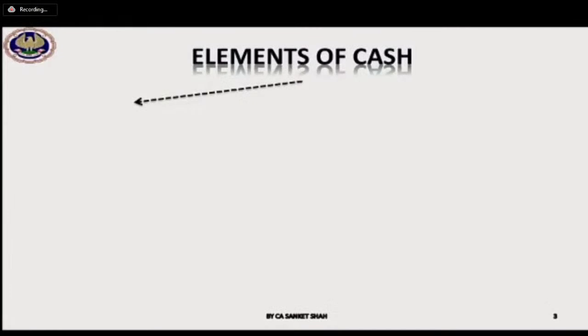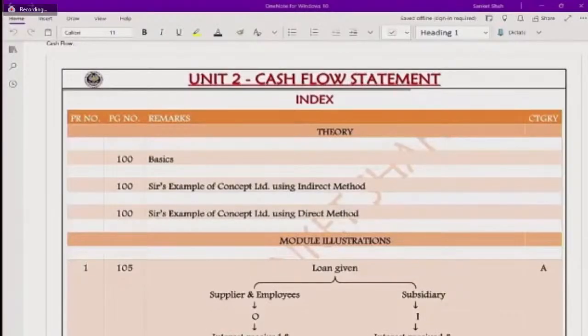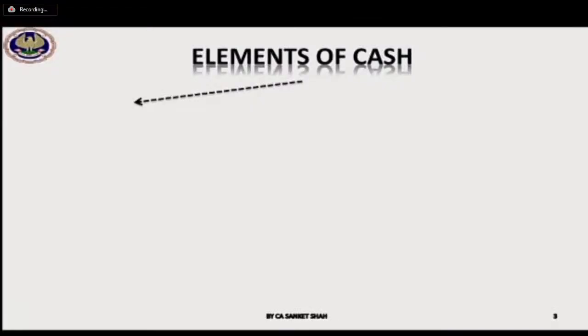Chalo, so after 8 pages, write down elements of cash. Okay, sorry. Elements of cash.